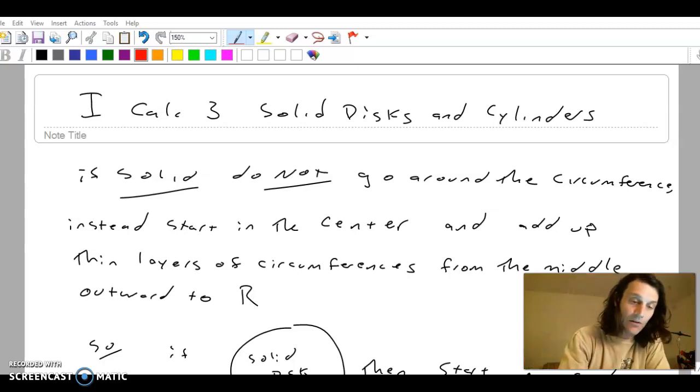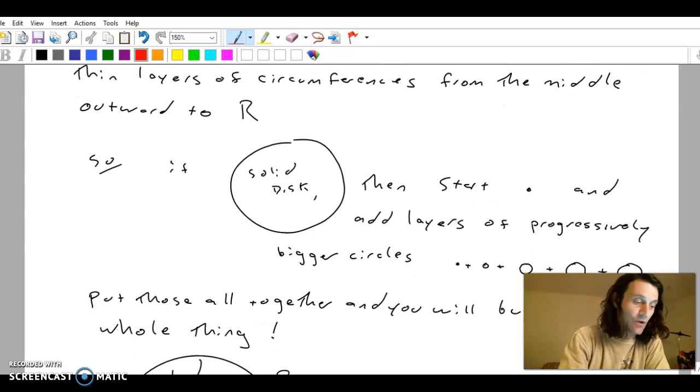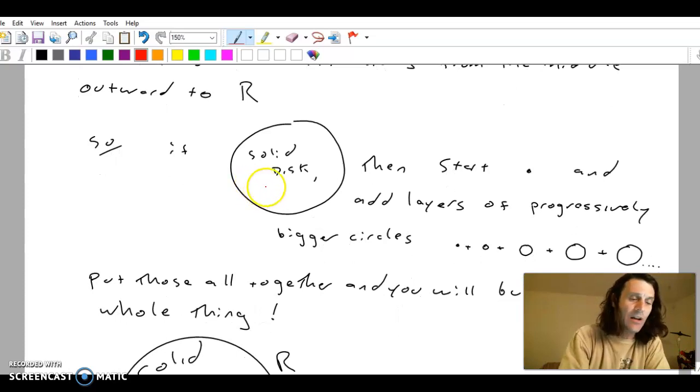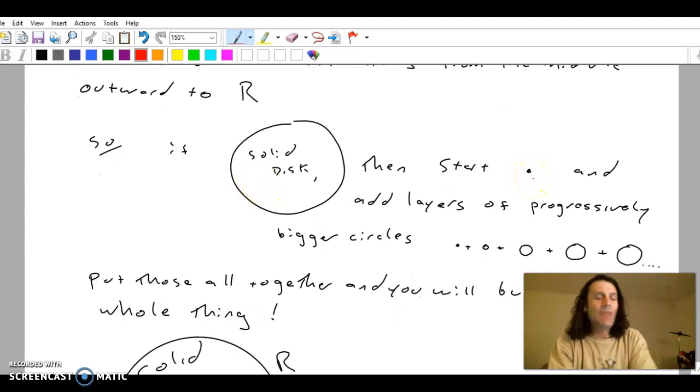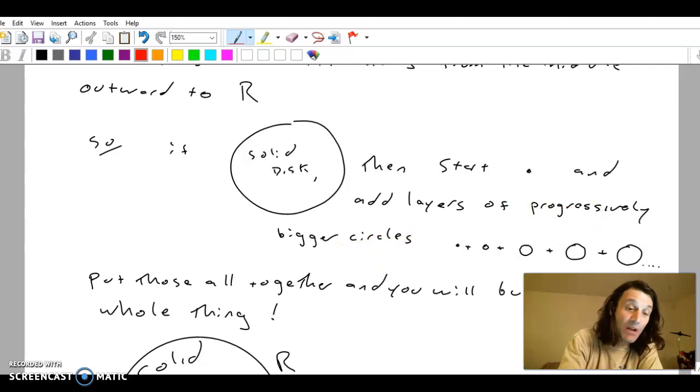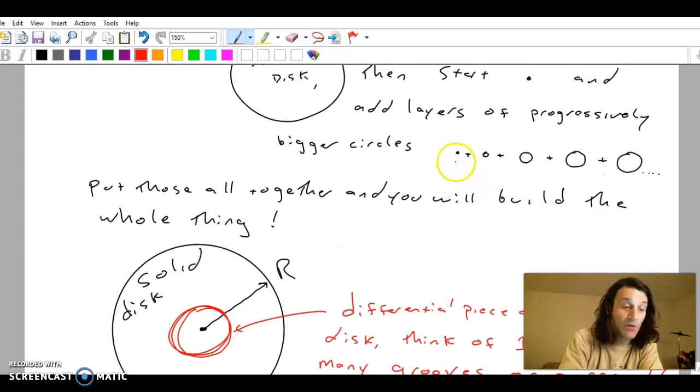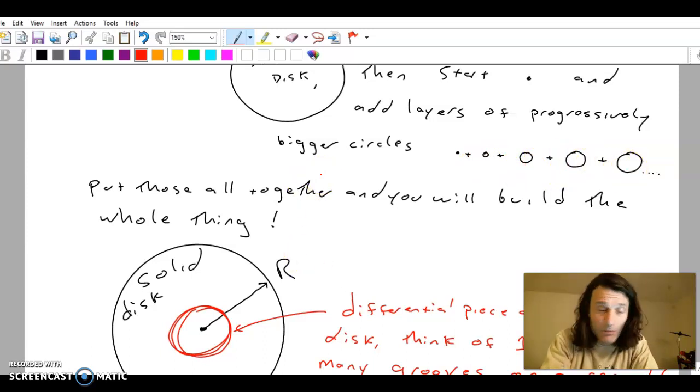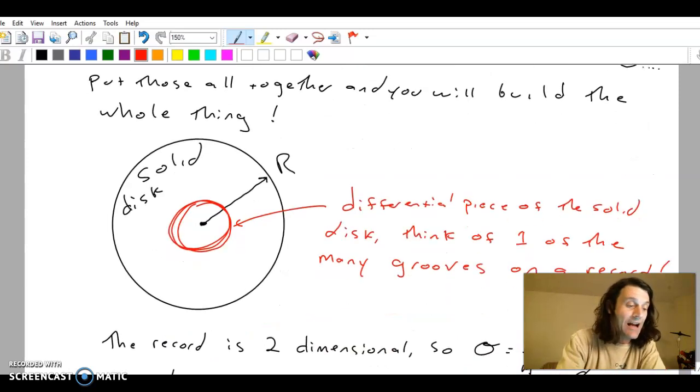All right, I know that's a lot to explain, but it's hard to visualize. So if this is a solid disc, start with that dot in the center. Add layers of progressively bigger circles. What I was trying to draw was a little circle, then a progressively bigger r and bigger r circle. Put them all together, and sure enough, you'll build up to that whole entire item.